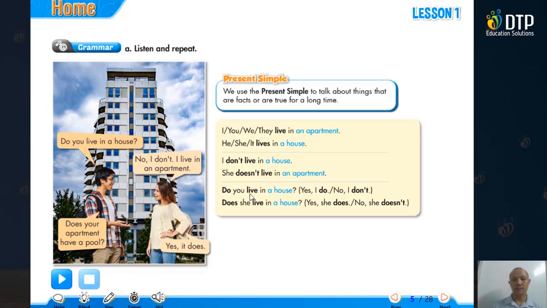Đối với câu hỏi, do you live in a house? Do we live in a house? Do they live in a house? Does she live in a house? Does he live in a house? Does it live in a house?